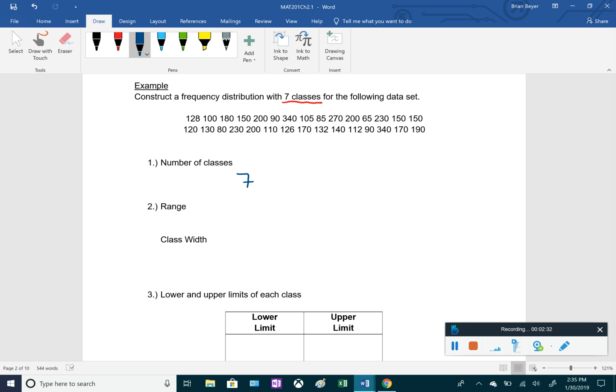For the range of this data set, we have to find the smallest value and the largest value. It looks like the largest value is 340 and the smallest value is 65. So the range is going to be max minus min. So 340 minus 65, which is going to give us a range of 275.